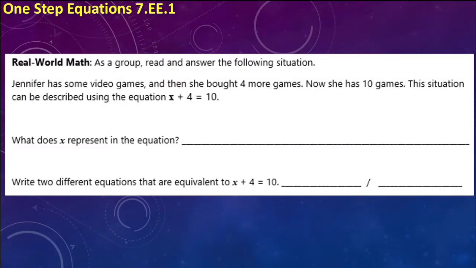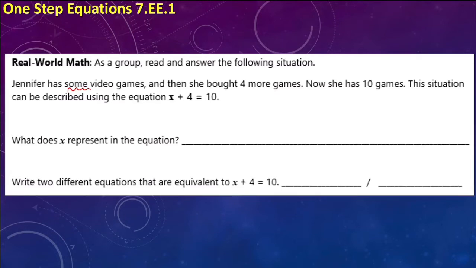Let's go ahead and look at some real world math for this next example. It says Jennifer has some video games. We're not sure. She's got some. Maybe she has 100 games. Maybe she only has 1. We're not sure. But she has some video games. That's the variable. And then she bought 4 more games. Now she has 10 games. This situation can be described using the equation x plus 4 equals 10. So I just want to kind of dissect what the meaning of everything in this problem is.